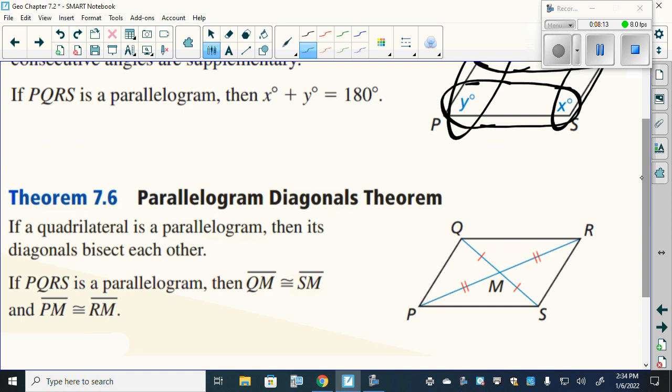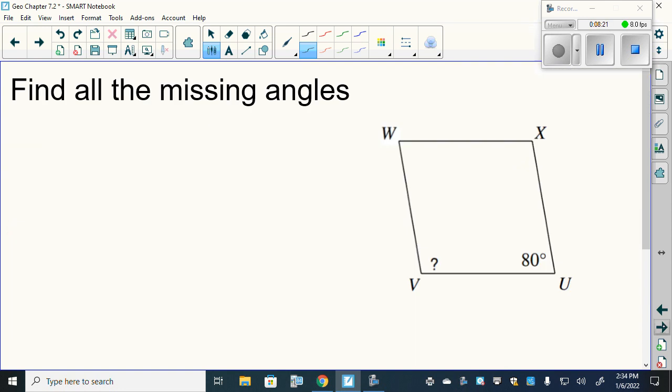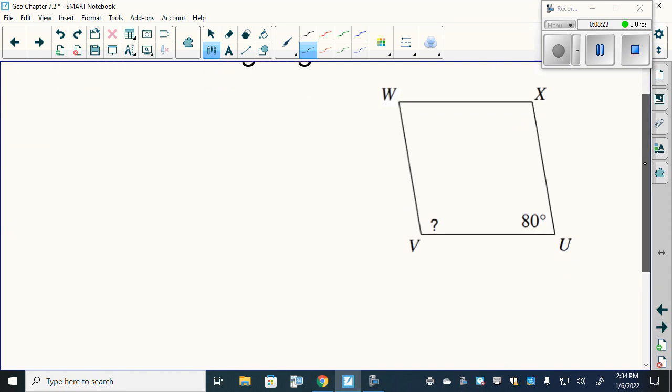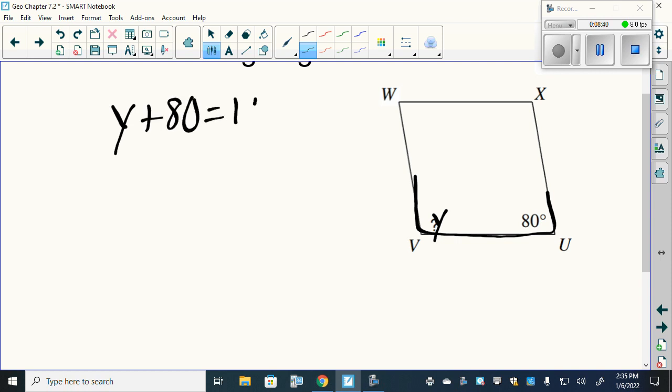So the consecutive interior angles of a parallelogram are supplementary, and the diagonals bisect each other. And they will all add together to be 360, yes. So angle V and 80 will add together to be 180. So we can call this y. So if we set it up, we could say that y plus 80 is equal to 180 degrees.